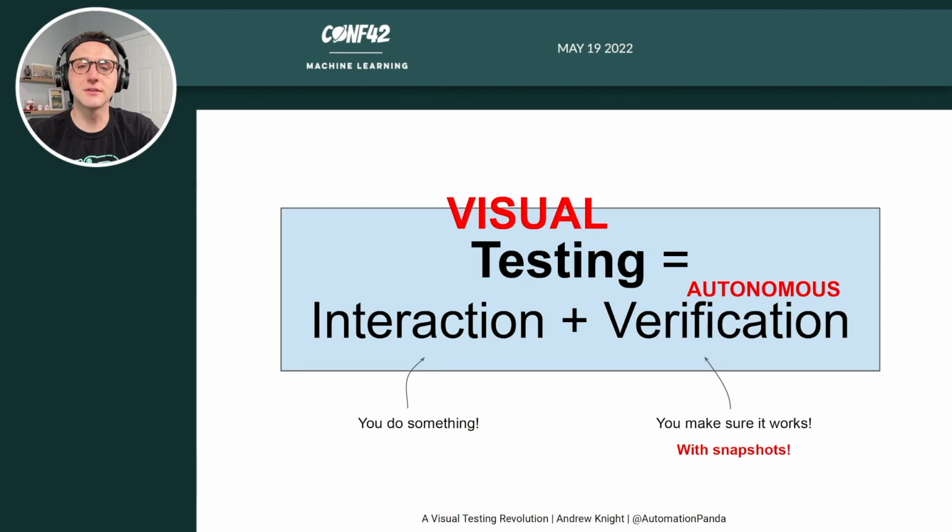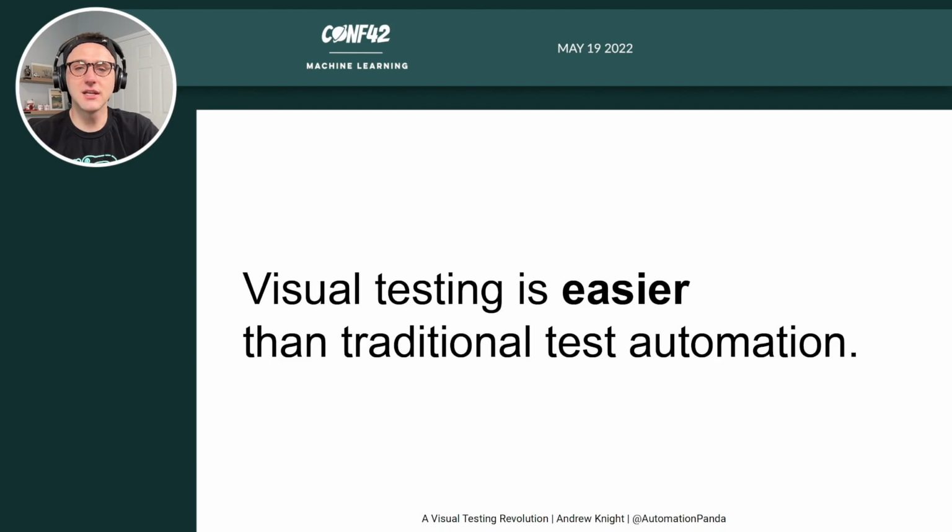Automation drives interactions and verifications with a script. We'd like to think that automation is so great because it doesn't need any human intervention, but we all know that's not true. Humans still need to write the tests, develop the scripts, and fix them when they break. Paradoxically, test automation isn't fully autonomous. Visual testing helps to change that.